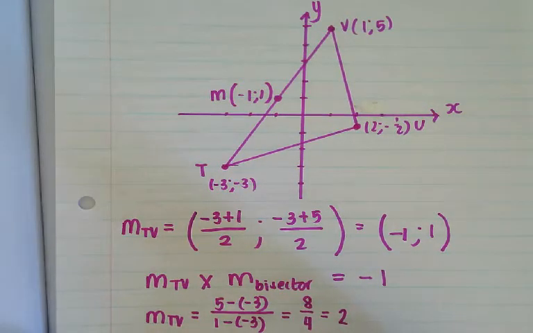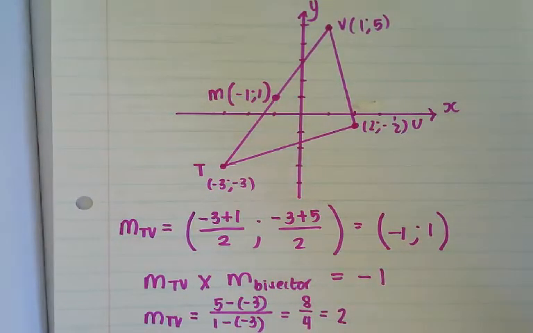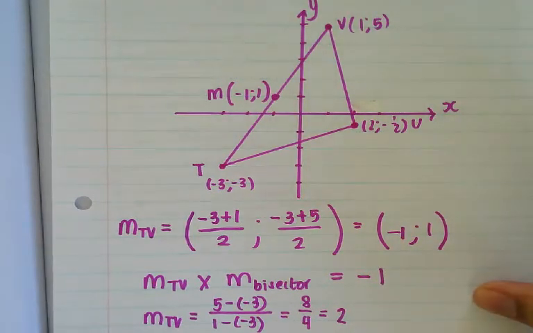So that's the gradient of TV. I want the gradient of the bisector. Please find the gradient of the bisector. No, because you need to do it first.